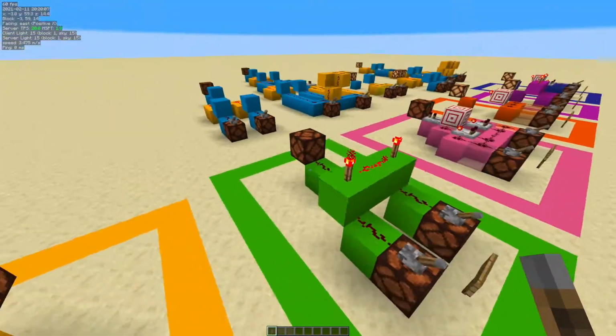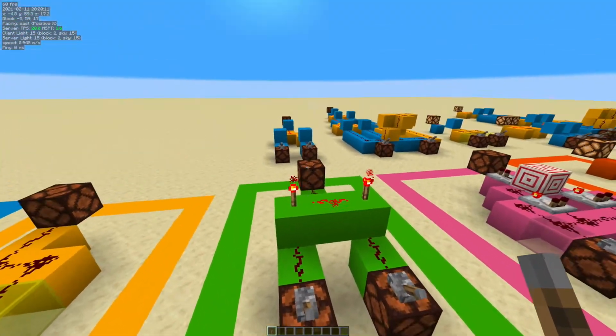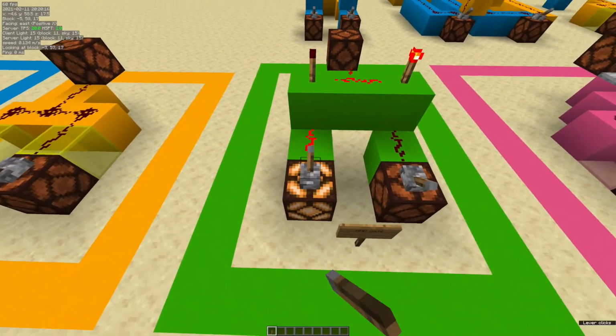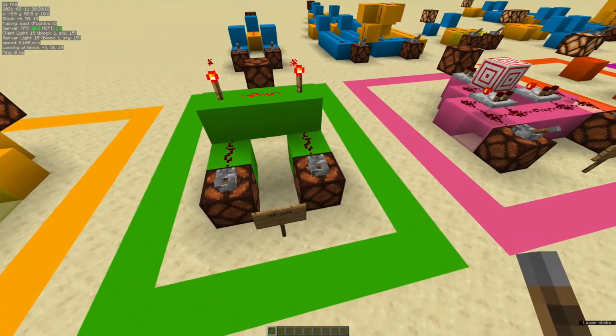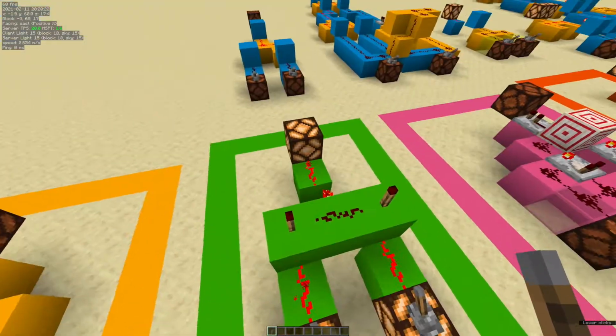So this is an AND gate. There's the output, these are the inputs, and the AND gate only turns on, so the output is only on, when both of the inputs are on. So one is on, it doesn't turn on. The other is on, it also doesn't turn on. Only when both of them are on does the output turn on.